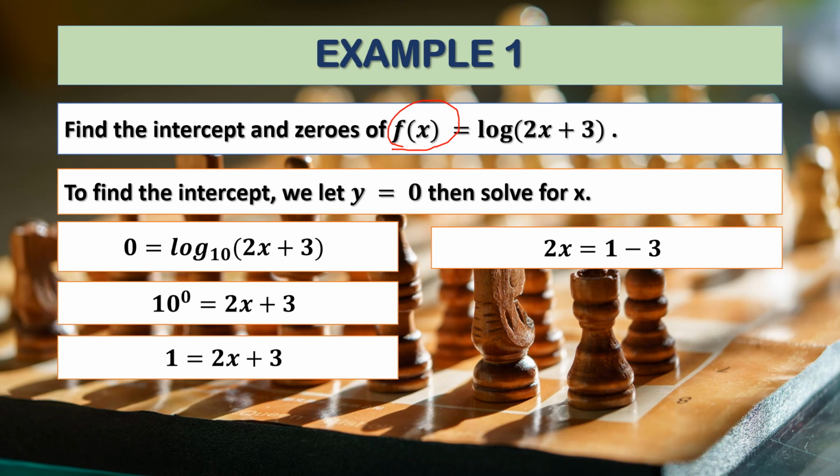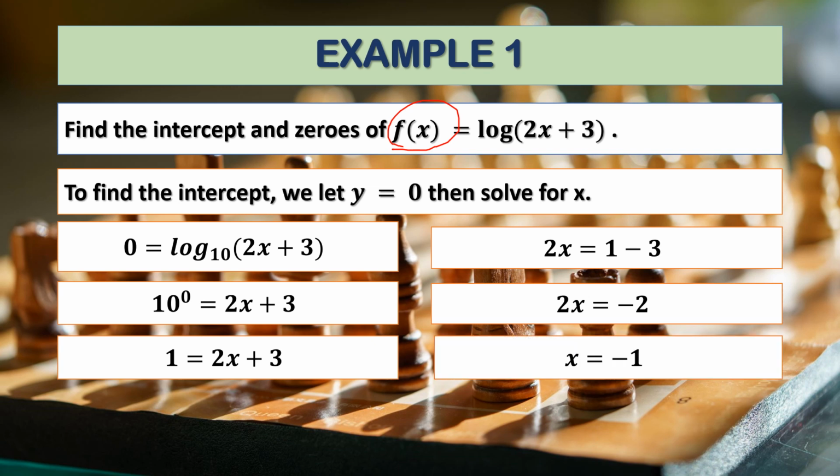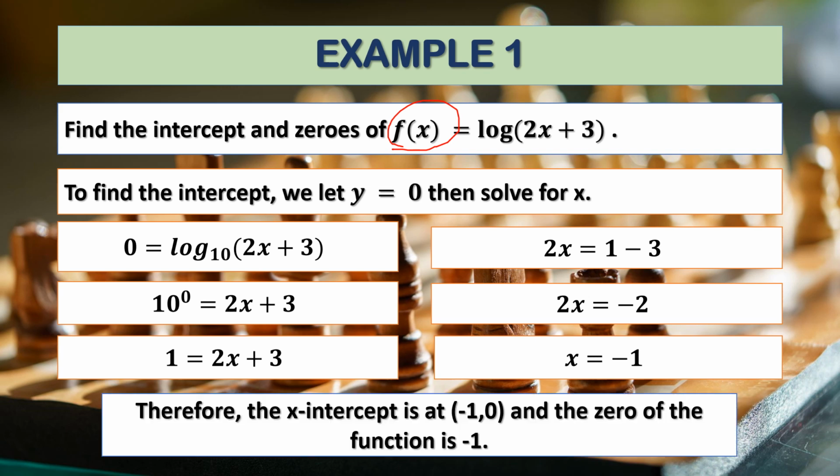Then 2x is equal to negative 2. Then we divide both sides by 2. So we get x is equal to negative 1. Therefore, the x-intercept is at negative 1 and 0. And the zero of the function is also negative 1.